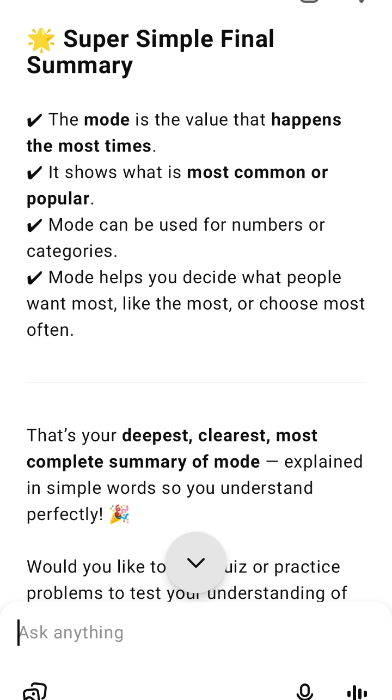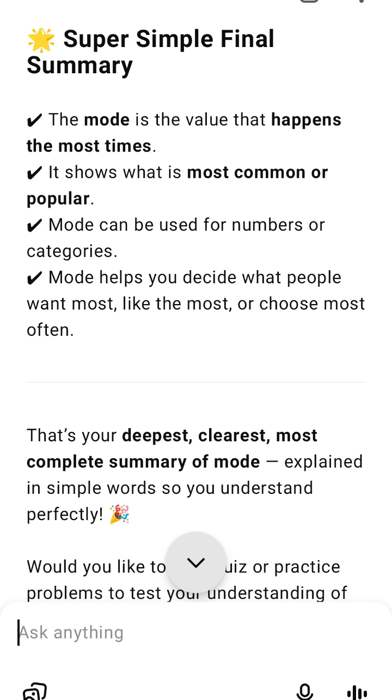Data can have one mode, unimodal: one most common value. Two modes, bimodal: two values are equally most common. More than two modes, multimodal: three or more equally common values. No mode when all values appear the same number of times.